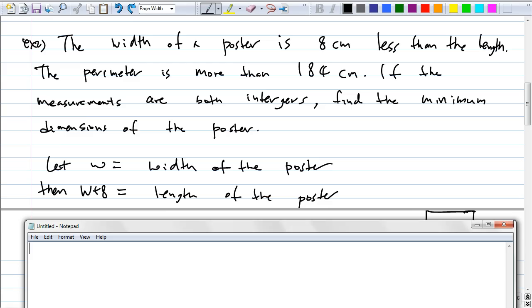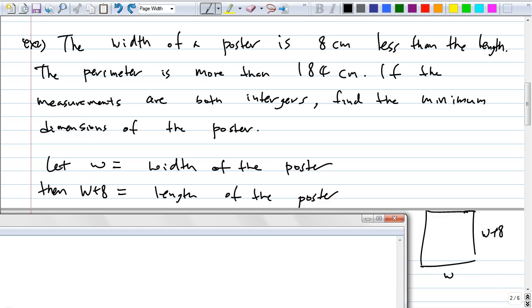Now, if you declare the unknown as L, the length, then the width is L minus 8. But I like addition. This is better, isn't that right? So here's a little picture. You've got the width. The length is now 8 centimeters more than the width. Isn't that right? Okay, now, how would you come up with the inequality for this?